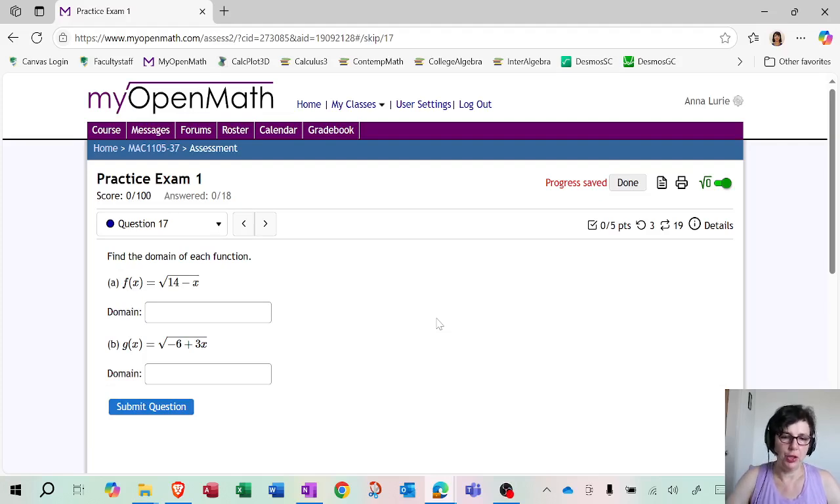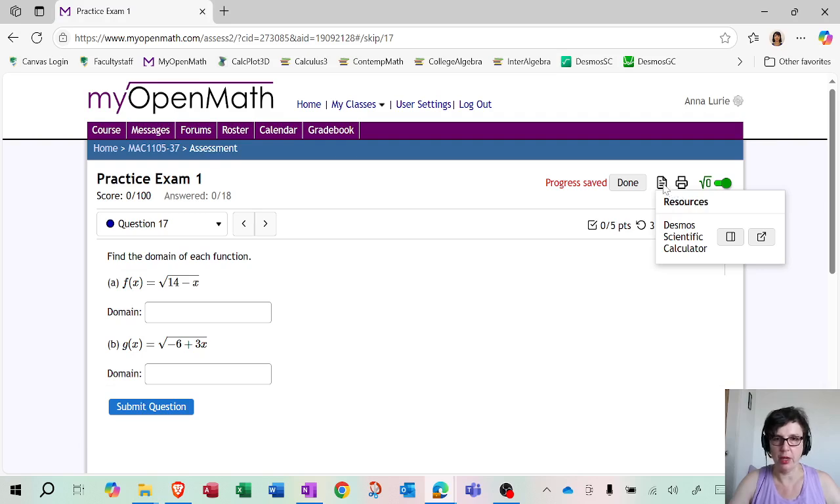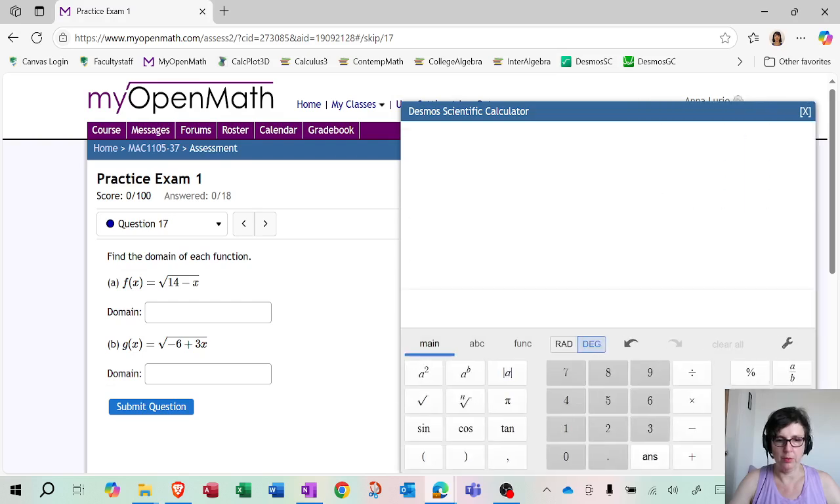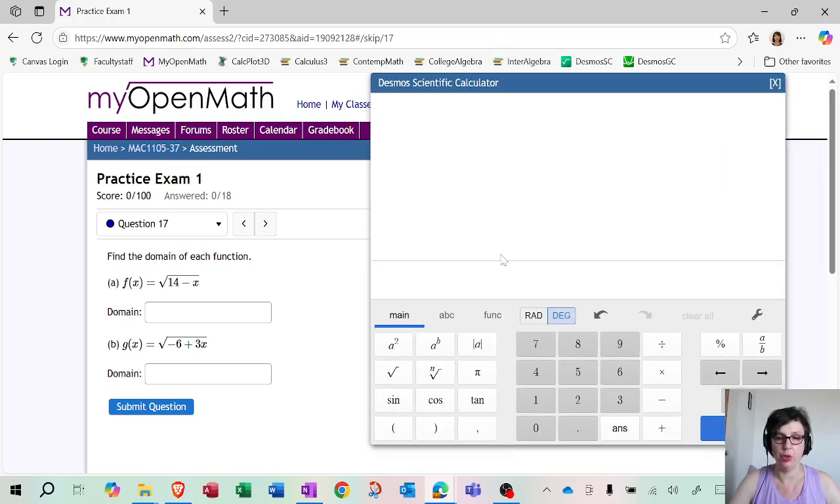Hello guys, in this question we are going to review the domain of square root functions. So one thing you need to understand is that a square root function is not defined whenever the argument, or whatever is under the root, is negative. And if you open the Desmos calculator by clicking on the page icon on the top right of the page and opening it in a sidebar, so it hovers over your practice exam, which I would also highly recommend during an exam, doing something like that.